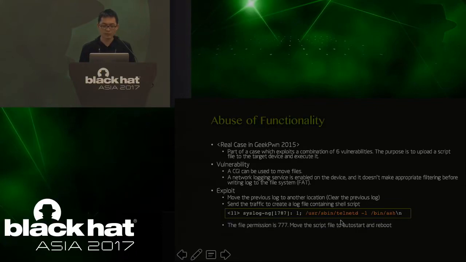Since the file system where the file is located is FAT, the permission of the file is 777, which means the file is executable. The attacker can move the file to an auto-start location and reboot the device by using the CGI service. Then the command in orange will be executed during booting, and the telnetd service will be started.